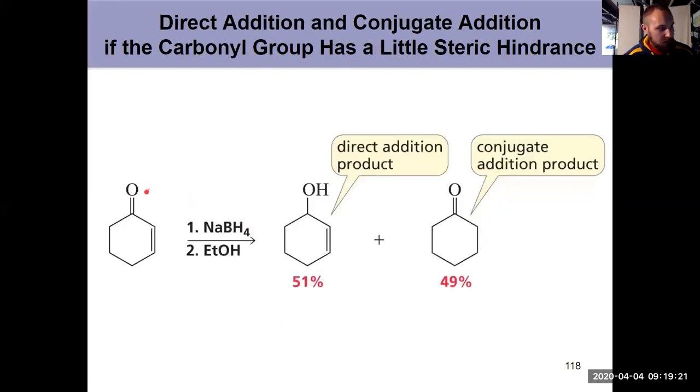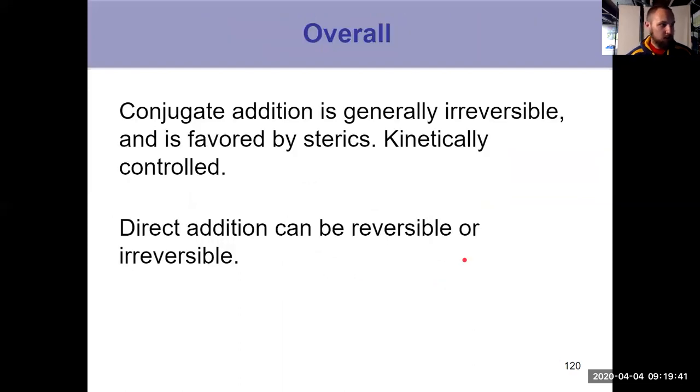Now, again, if my carbonyl doesn't have a ton of steric hindrance, now I'm thinking about a ketone, it's got some, but not a ton, then I've got two competing reactions. And notice in this situation, I get a mix of the direct product and the conjugate product. So to summarize that overall, your conjugate addition is generally irreversible, favored by sterics. We're under kinetic control. The direct addition can be reversible or irreversible. So pay attention to the nucleophile, pay attention to the sterics of the aldehyde or the ketone to determine your product.